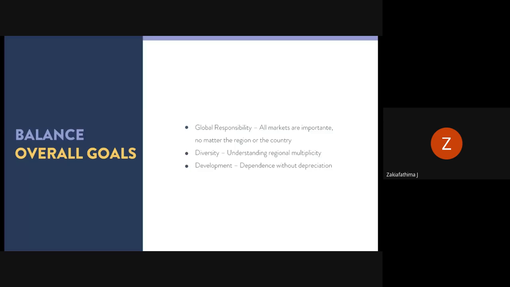So how do you go about doing it? You have to balance your overall goals. Now, when you talk about overall goals, you talk about your global responsibility. You talk about all markets, not just your country, not just your region. You are going to think about your responsibility to the planet overall, not just your place.